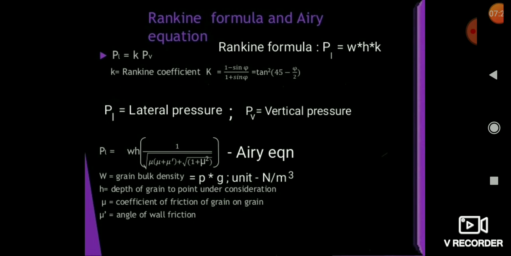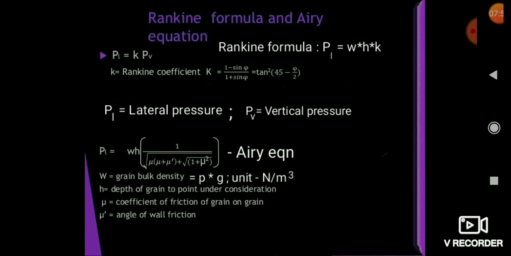Friends, I think all of you have studied in soil mechanics that K is (1 minus sin phi) divided by (1 plus sin phi), or either tan square of (45 minus phi by 2). But friends, you see here that you should be careful about the H value. H value is the height of grain. Friends, you clearly understand that the H value is the height of grain, not the height of silo. It is the height of grain.